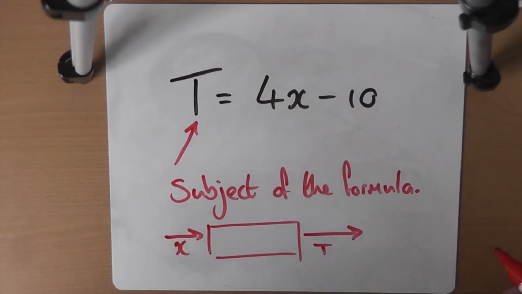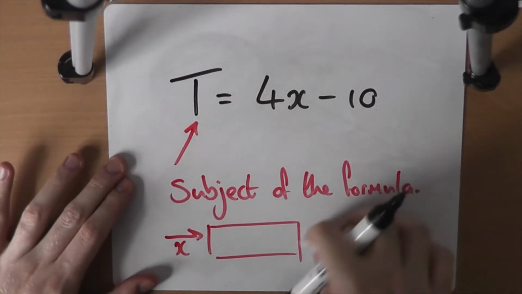T is the subject of the formula, because it's what the formula is about. But there is a clear link between t and x. They are linked by this formula. You put x in, you get t out. But imagine that we had this the opposite way round. Imagine that we knew the value of t. We knew the output value. We wanted to know where it had come from. We wanted to find the value of x.